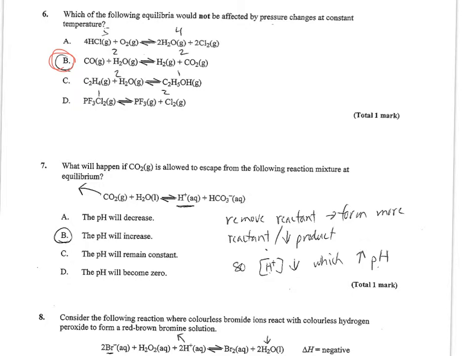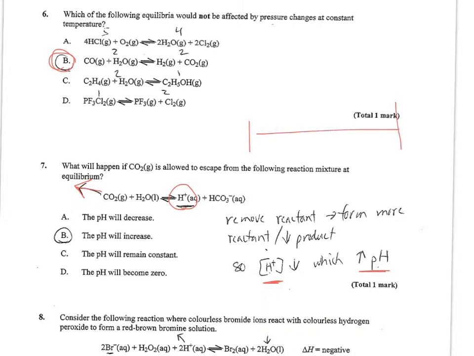Number 7, what will happen if CO2 is allowed to escape from the following reaction mixture at equilibrium? As I've indicated here, this would be like removing a reactant, and when you remove a reactant, then you're going to form more reactant and decrease your product. And that's important here because H plus is on our product side, and H plus is what pH is based off of. So if H plus is decreasing, that actually means an increase in pH.